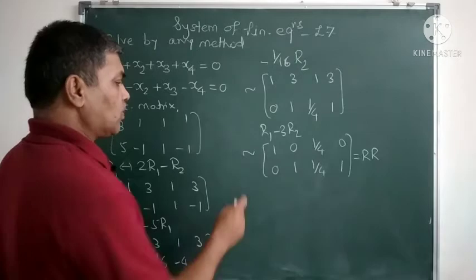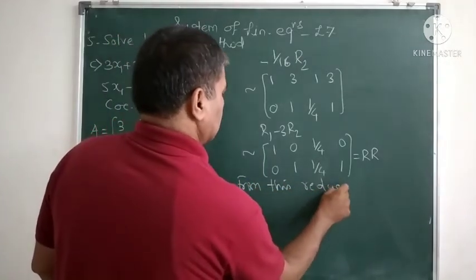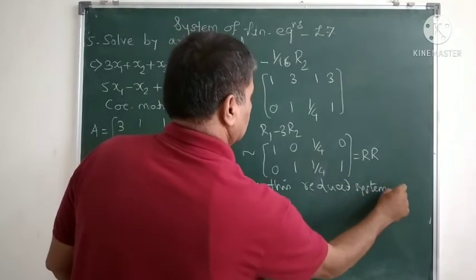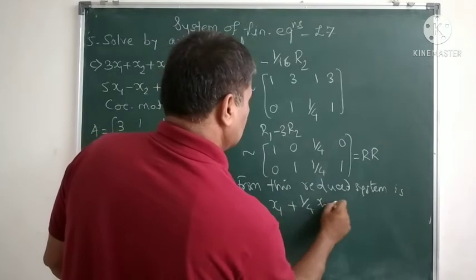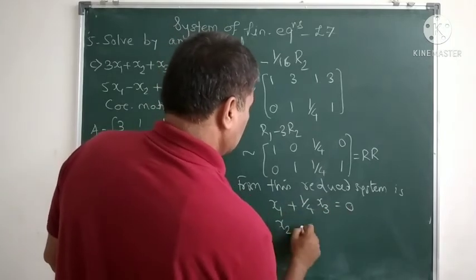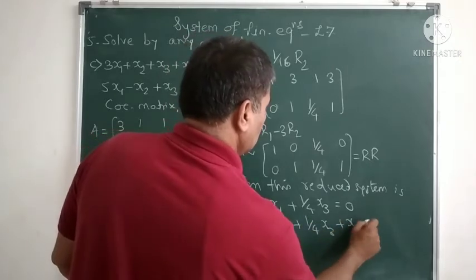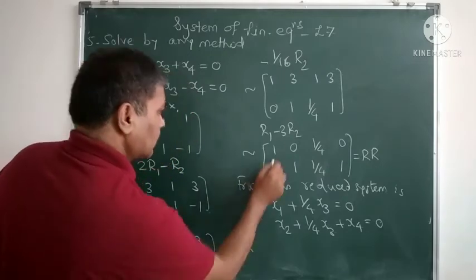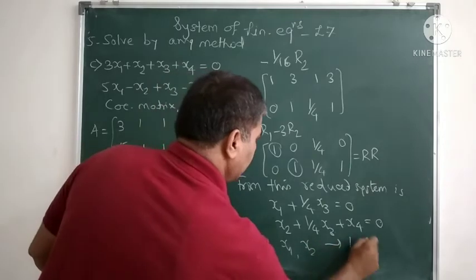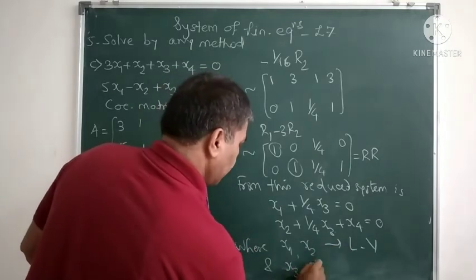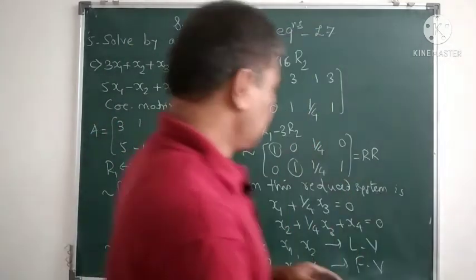From this row reduced echelon form, the reduced system is x1 plus 1 by 4 x3 is 0, and x2 plus 1 by 4 x3 plus x4 is 0, where x1, x2 are leading variables and x3, x4 are free variables. So we'll assign parametric values to the free variables.